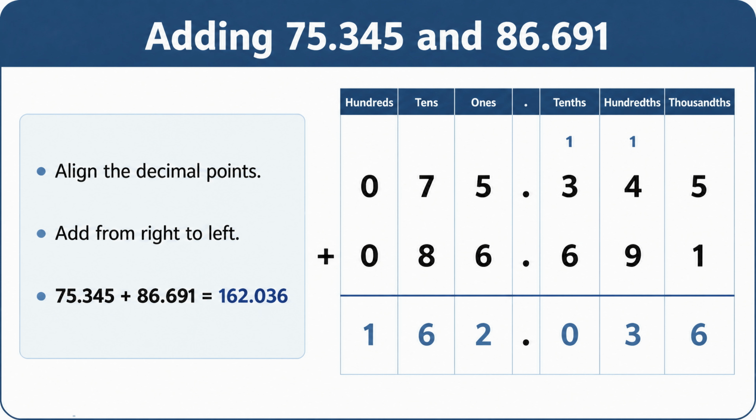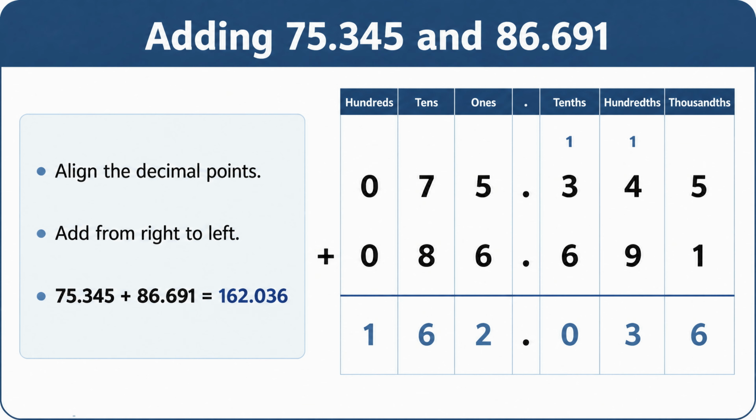Adding 75.345 and 86.691. Let us add 75.345 and 86.691. Both numbers have 3 decimal places, so we align the decimal points. Start from the thousandths place. 5 plus 1 equals 6.